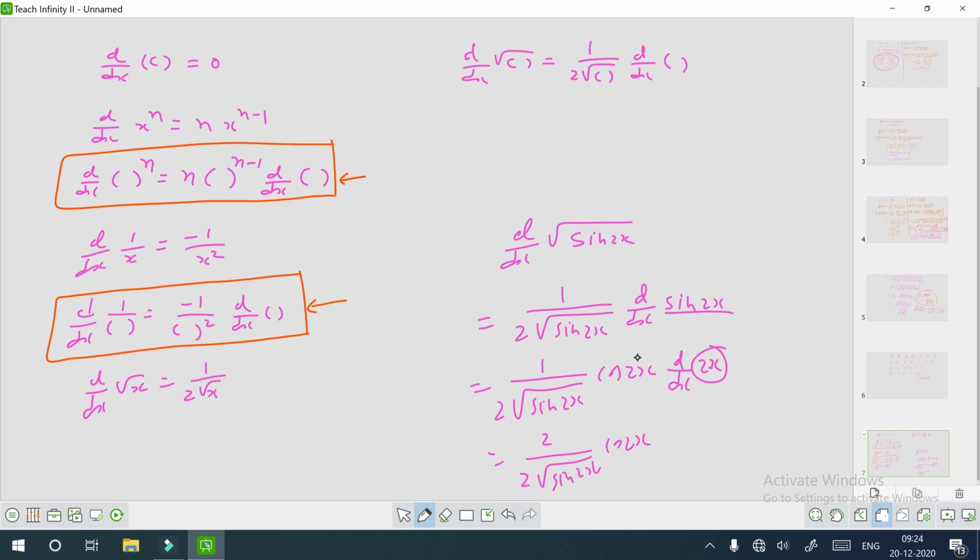Why is the derivative of 2x equal to 2? Get it from first principles, it will come out. Or you can take the constant term common also. That thing we are going to see later on. But this is the example of how you are going to use these standard forms. Clear? Very good.